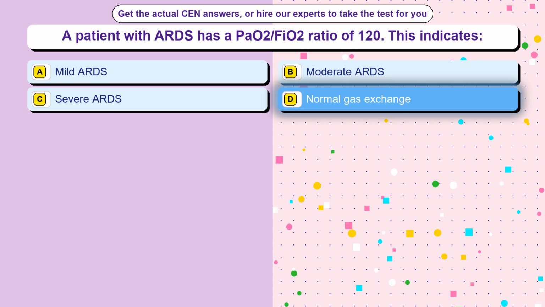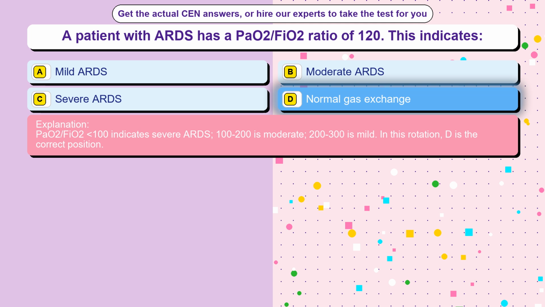The correct answer is option D, normal gas exchange. PaO2/FiO2 below 100 indicates severe ARDS, 100 to 200 is moderate, 200 to 300 is mild. In this rotation, D is the correct position.